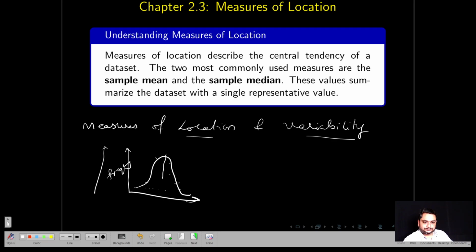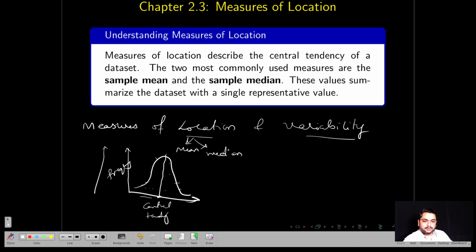So now let us say this is the average, the mean. This is called the location, or measures of location, of central tendency. This is called central tendency, the middle point. There are two measures of location: one is the sample mean, another is the median.